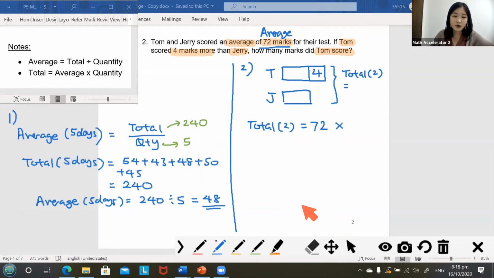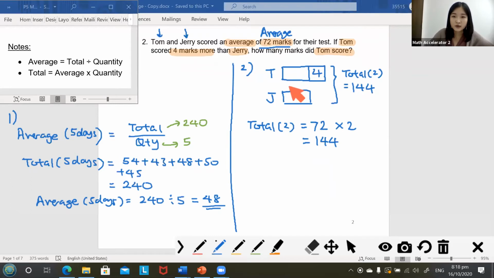Right, it's the number of people in this case, right? You have 2 people. So times 2. Okay, thank you. 144. So you can fill it into your model here, 144. Right, so our model is kind of complete already, right?